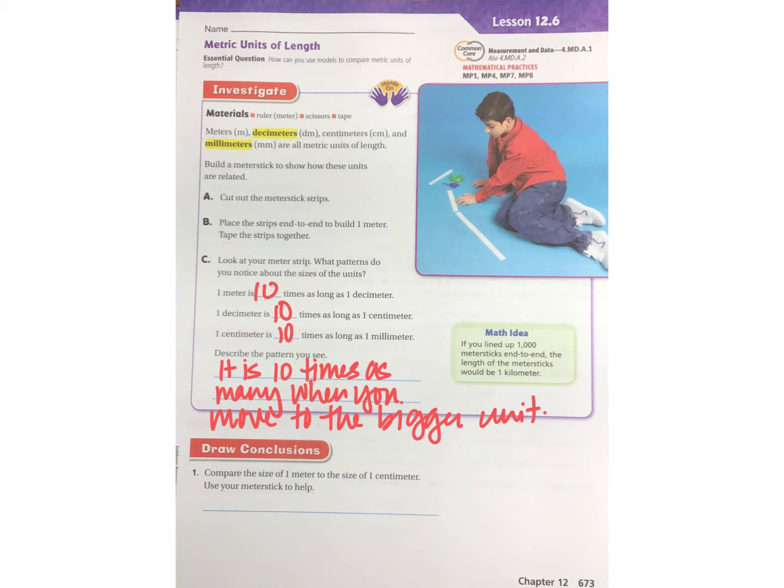end to end, the length of the meter sticks would be 1 kilometer, because it would be 1,000. If you had 10 of these meter sticks, it would be a decameter, and if you had 10 decameters, you would have a hectometer, and if you had 10 hectometers, you would have 1 kilometer, right? Okay, everybody with me? All right, so let's draw conclusions here.